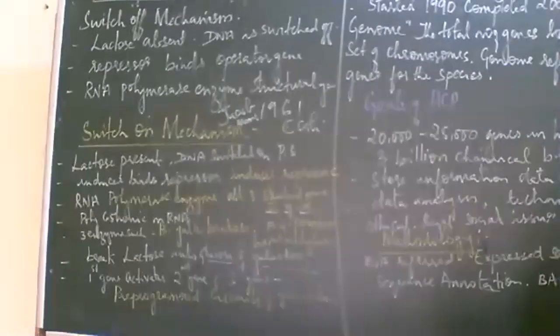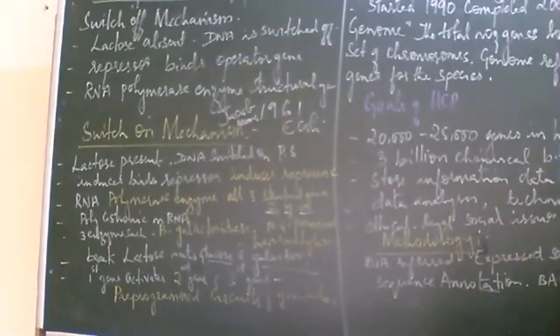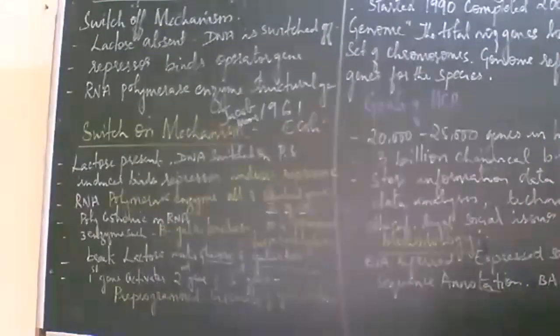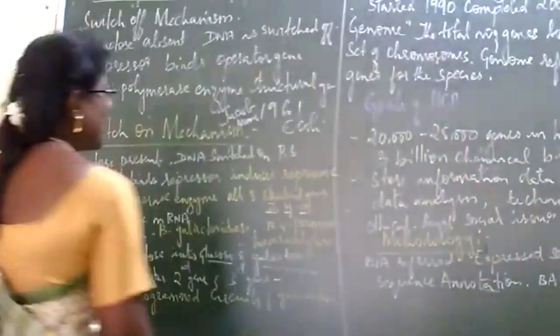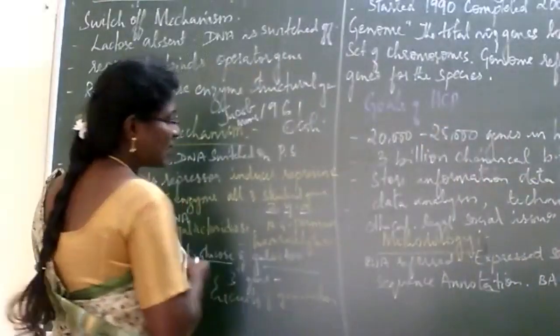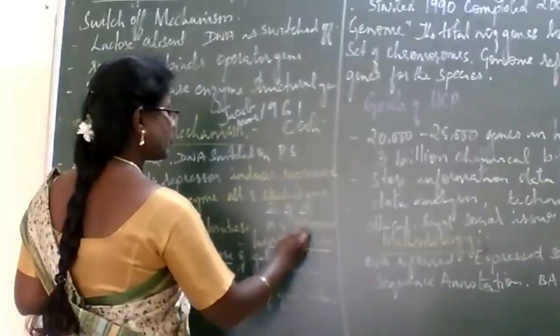These things I have explained, girls, and I told you that when the RNA polymerase enzyme transcribes the structural gene, it produces three mRNA strands. Those three mRNA strands are nothing but beta-galactosidase, permease, and transacetylase.